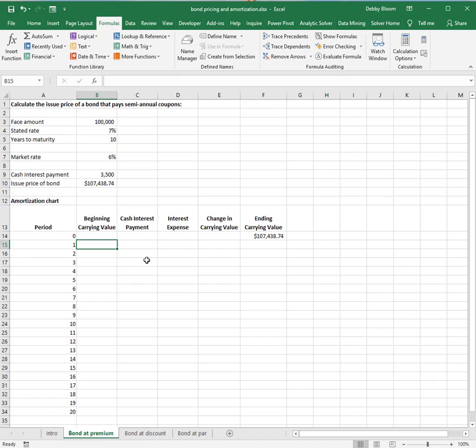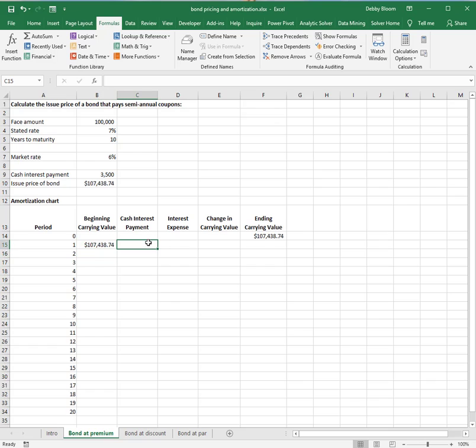So I'm just going to type an equal sign and click on the ending carrying value for period 0, cell F14. Because this is a relative cell reference, I'm telling Excel that whatever is the ending carrying value for the previous period, I want that same carrying value for the beginning period for the next period. Now I'm going to hit Enter to accept the formula.